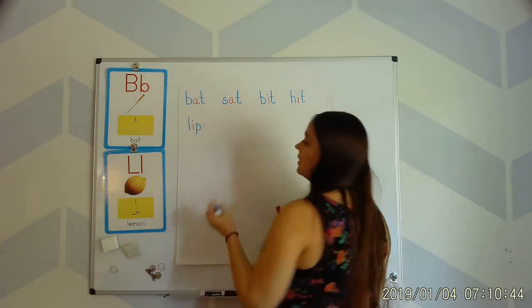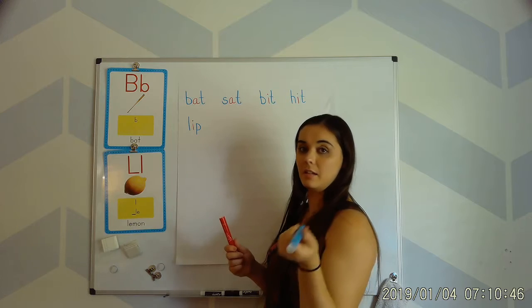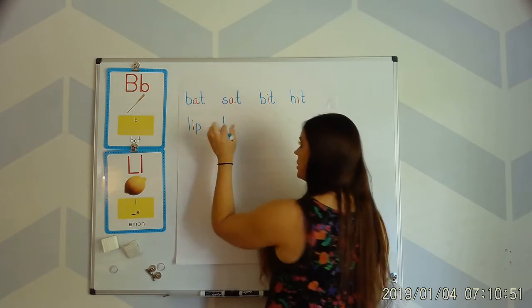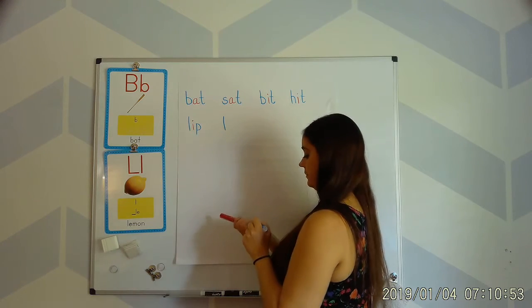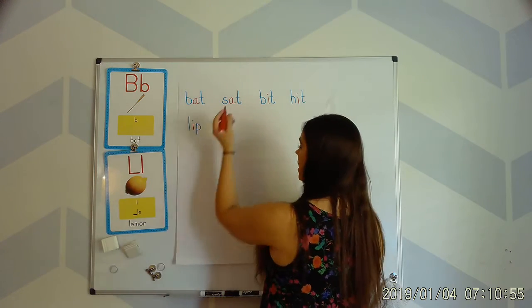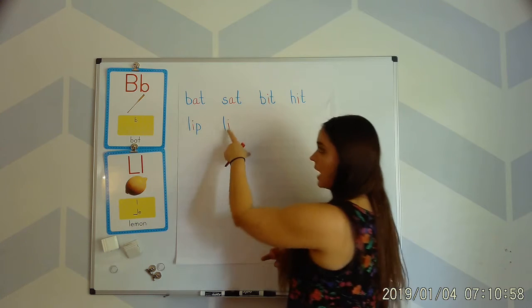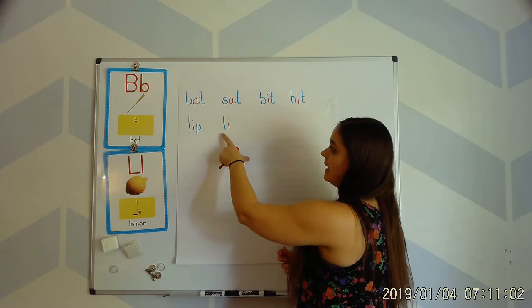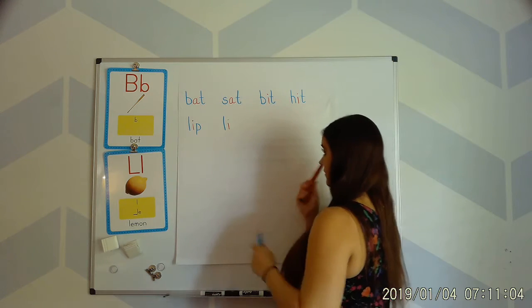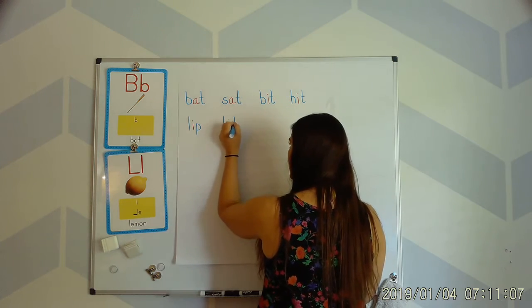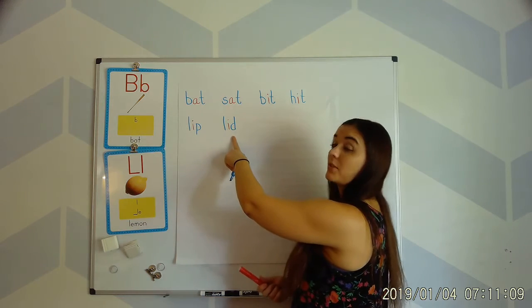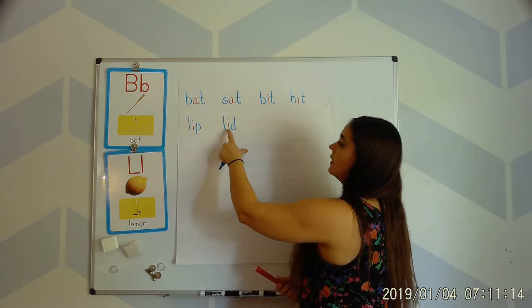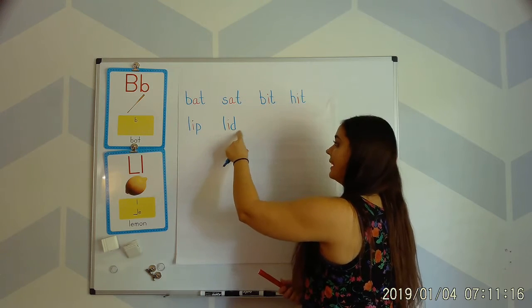Lid, lid, ul, i, d, lid. So L says ul, like the lemon card. And I, like the insect card, says what? I, ul, i, li. And D, like the dolphin card, says what? D. Let's blend. Ul, i, d, lid.